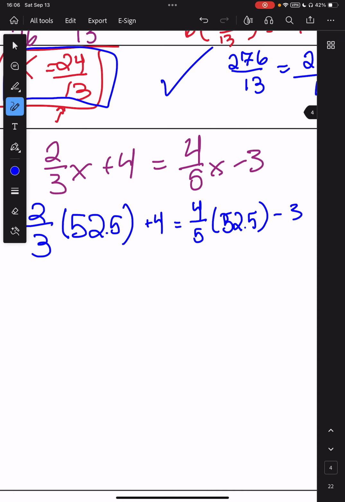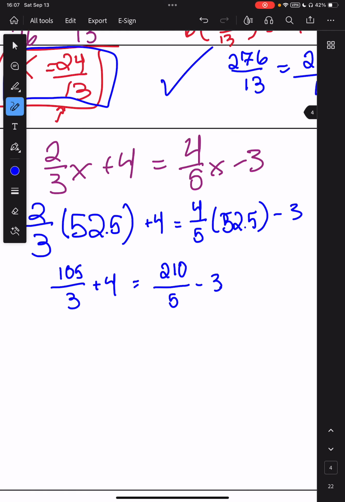So 52.5 times our 2/3 becomes, so 52.5 times 2 becomes 105 over 3 plus 4. Then our 52.5 times 4 becomes 210 over 5, and then our minus 3.